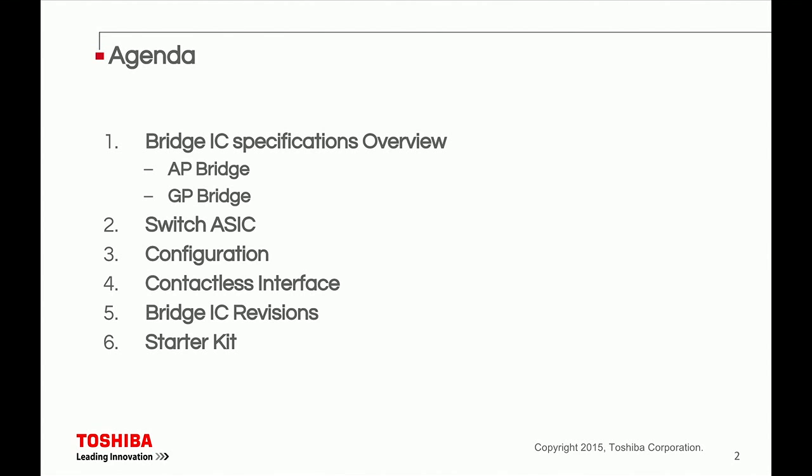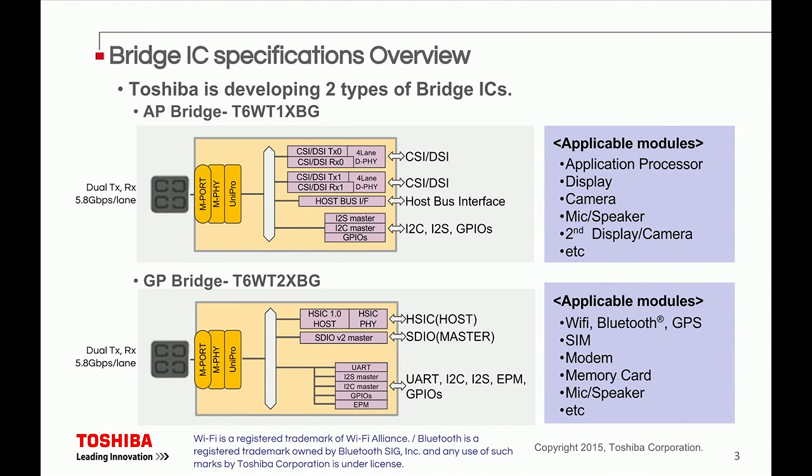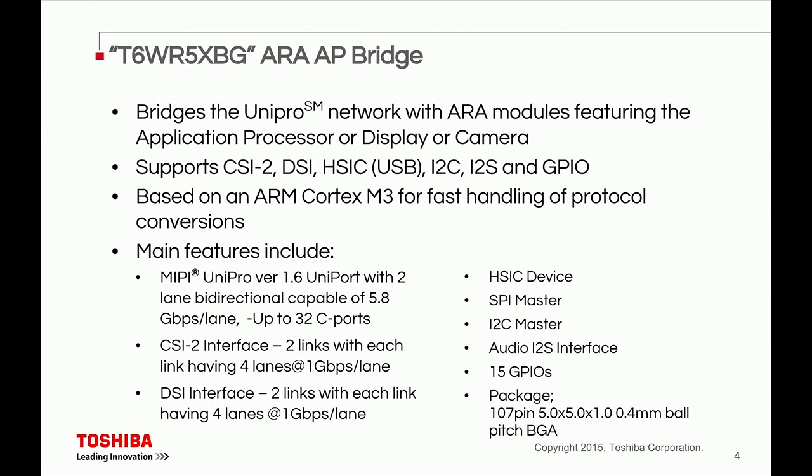And we believe that the two chips here will help you with that. On top here is the AP bridge, and that's basically to handle the application processor, display, camera, and mostly the high-speed stuff, right? So you have the CSI, DSI going into the UniPro. The bottom is the GP bridge, and again, that's actually the other type of signals that we need, a little bit slower, HSIC, SDIO. So first, a little bit about the AP bridge itself.